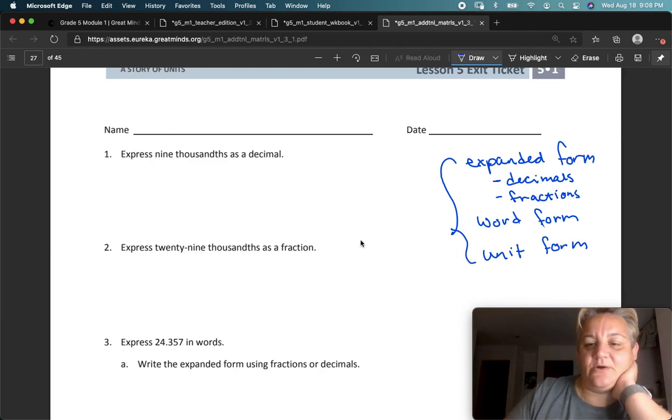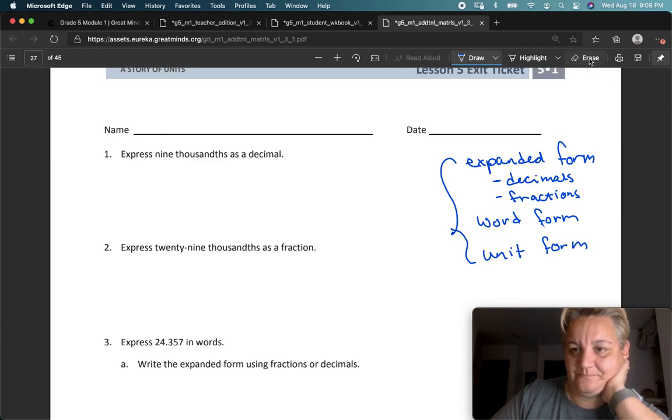Oh, and standard form, sorry. Standard form is pretty important. Standard form, that's as a number.